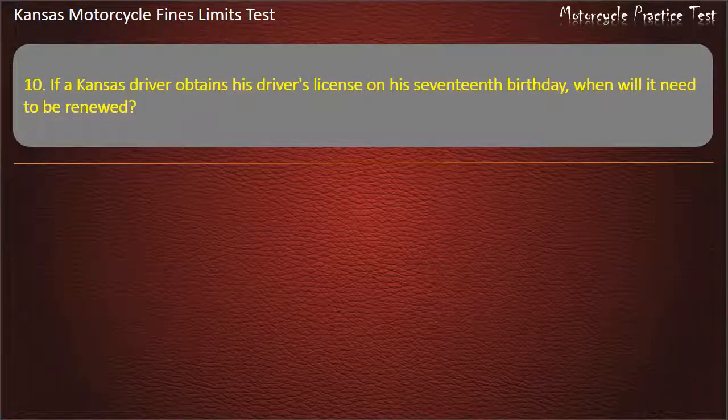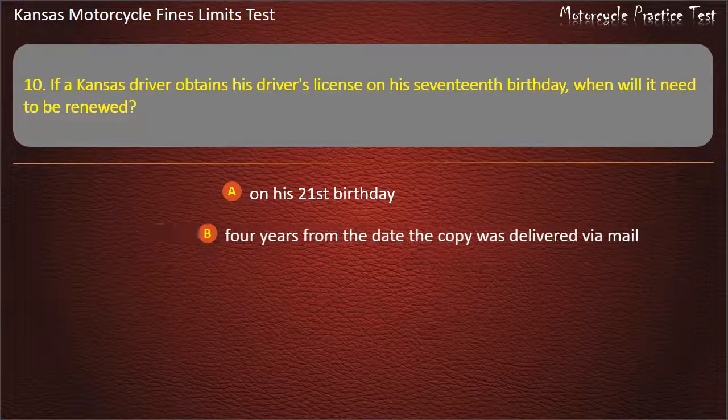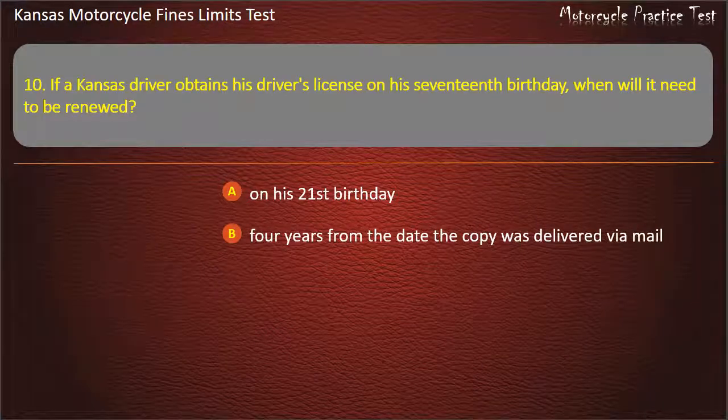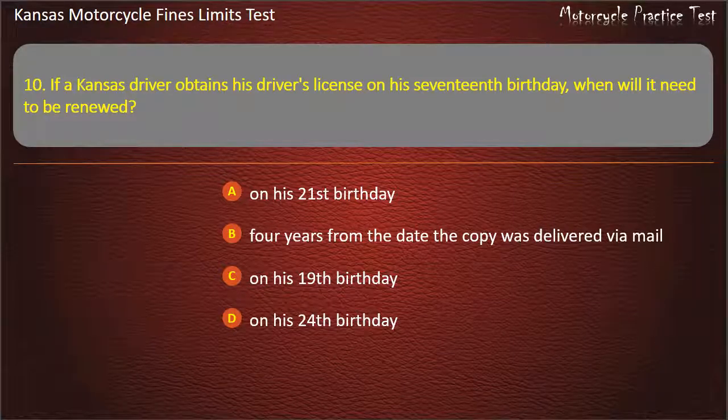Question 10. If a Kansas driver obtains his driver's license on his 17th birthday, when will it need to be renewed? On his 21st birthday. 4 years from the date the copy was delivered via mail. On his 19th birthday. On his 24th birthday. Answer: On his 21st birthday.